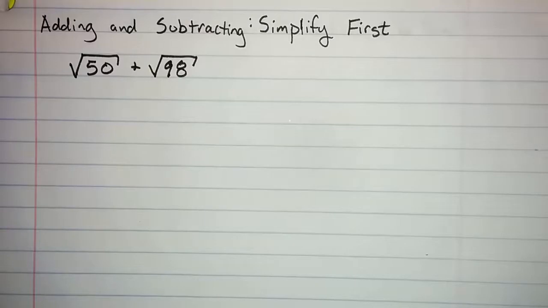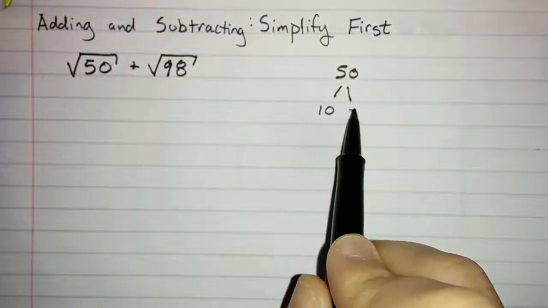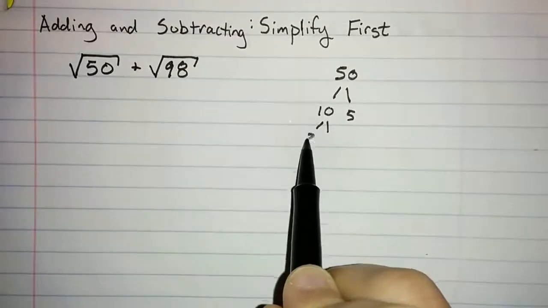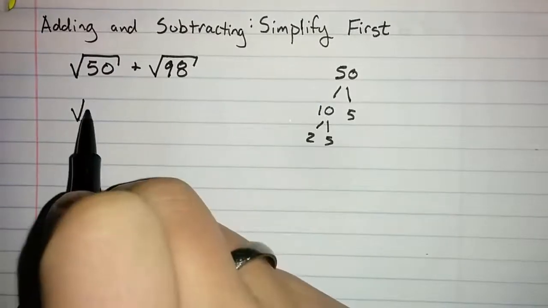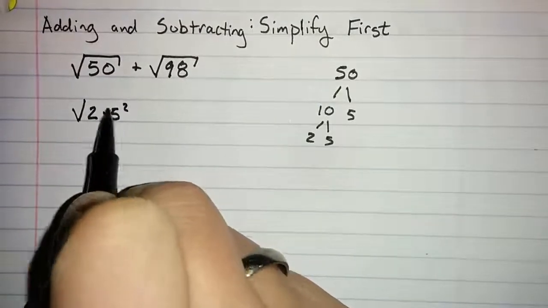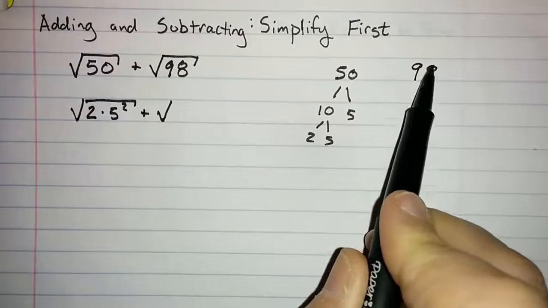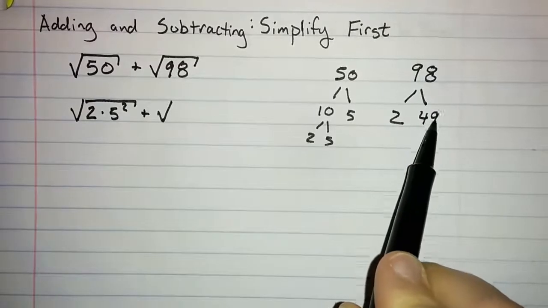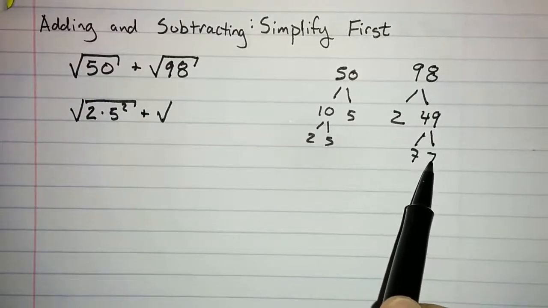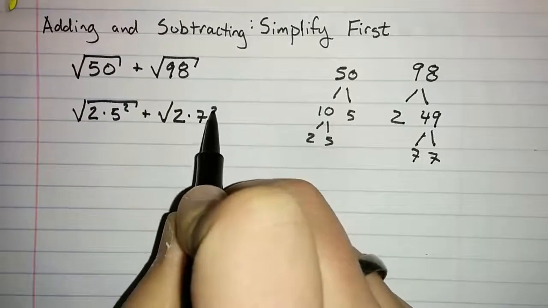But since we're in kind of our radical frame of mind, let's just factor these guys into primes. Right, 50, that's 10 times 5, and 10 is 2 times 5. So this is going to be the square root of 2 times 5 squared. 98. Well, that's an even number. It's 2 times 49. Oh, and 49 is 7 times 7. So this is the square root of 2 times 7 squared.